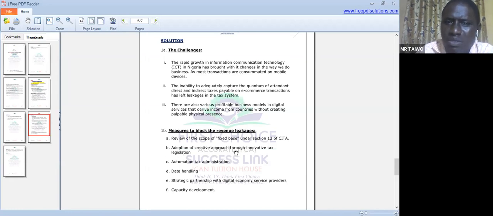Adoption of a creative approach through innovative tax legislation, automation of tax administration, data handling, strategic partnership with digital economy service providers, and capacity development. Those are the measures as contained in your pack. That happens to be two topics today. Again, what we have done happens to be a whole topic in the exam.